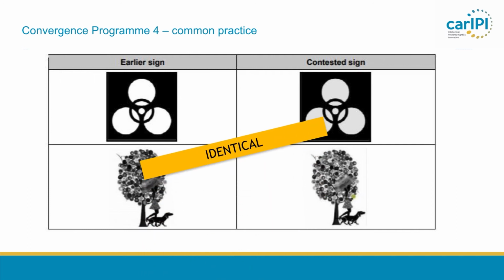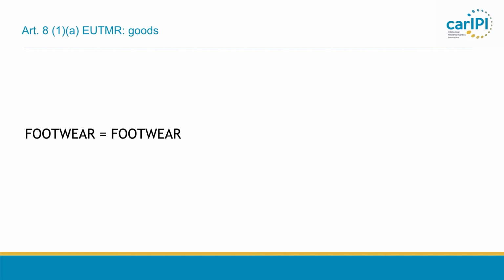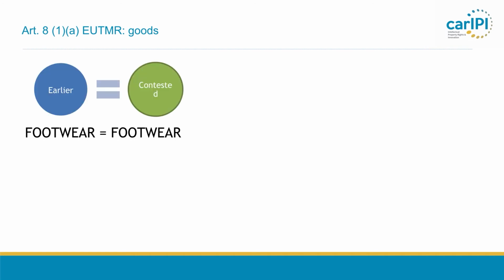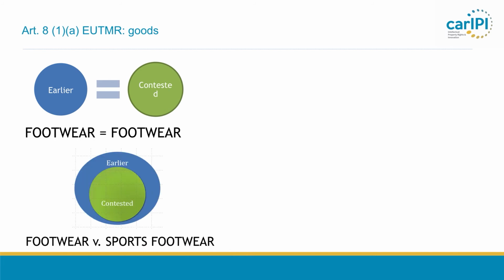So now that we have tackled the identity of signs, the other element is goods. When do we find the goods identical? The first scenario, this is the obvious one, we have the same goods, the same wording is used or is synonymous, like here. The other scenario is where we have a broader category like footwear in the earlier mark and the contested goods are included in it. This is also a straightforward scenario that we also find identical.